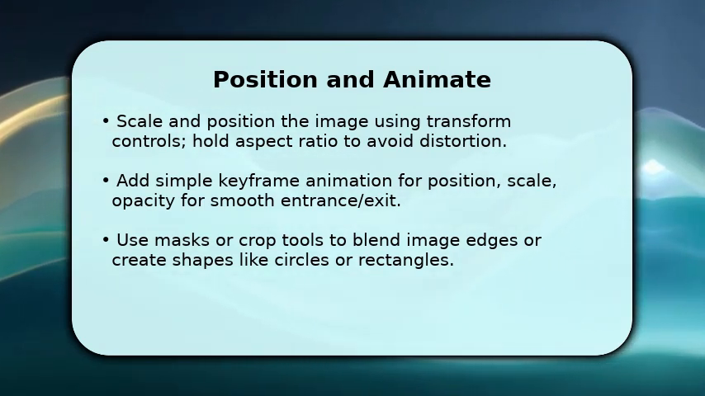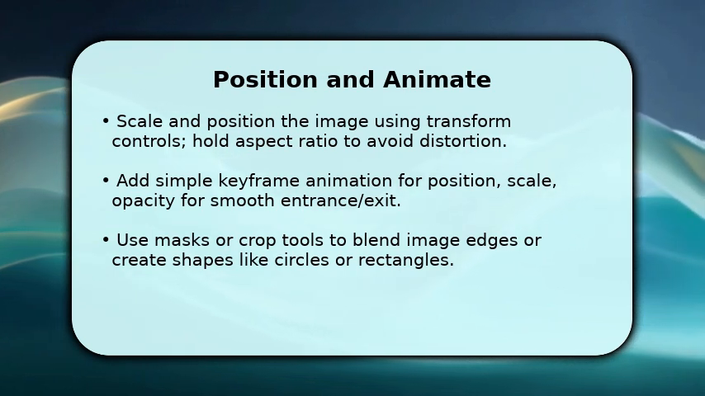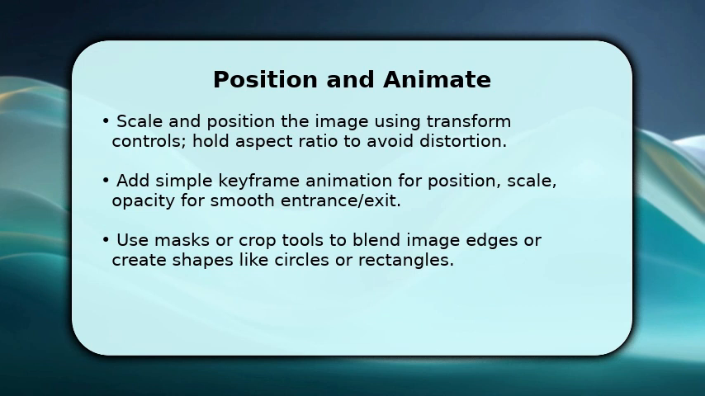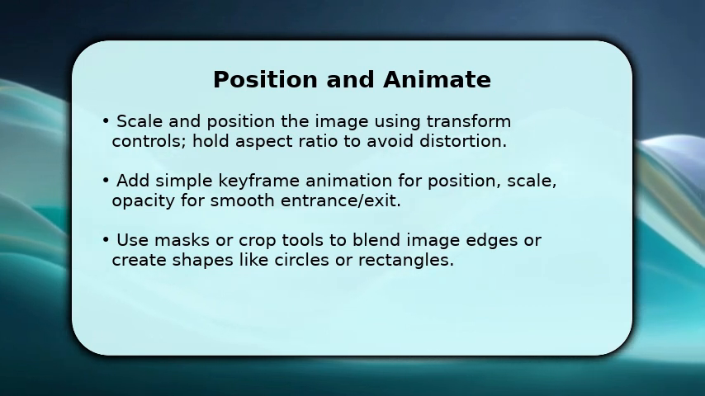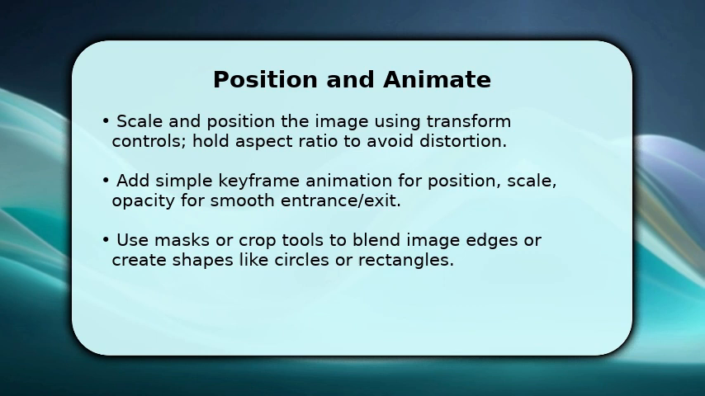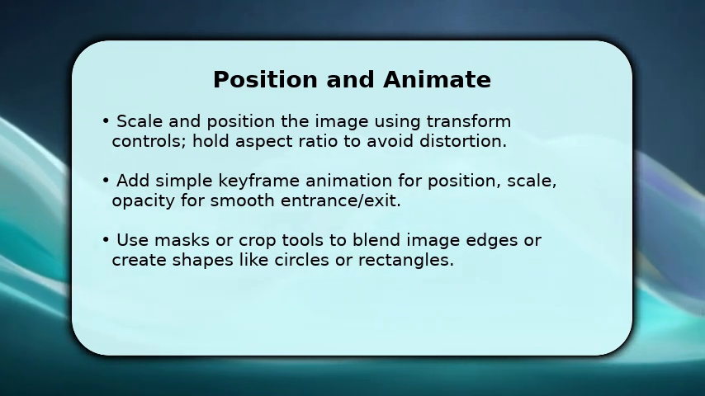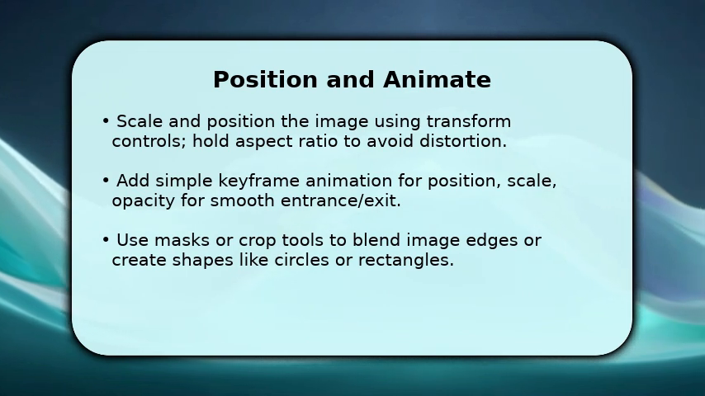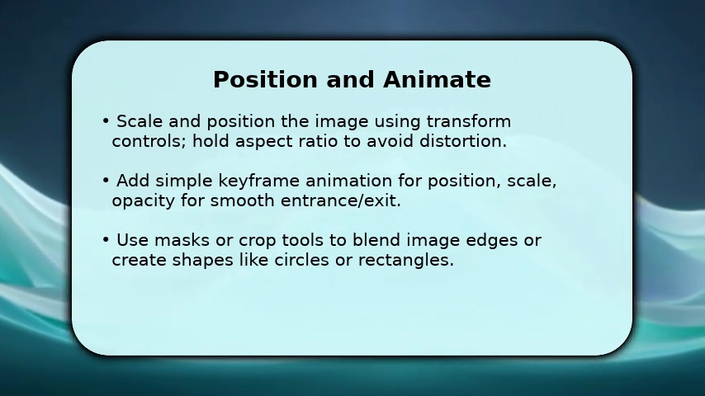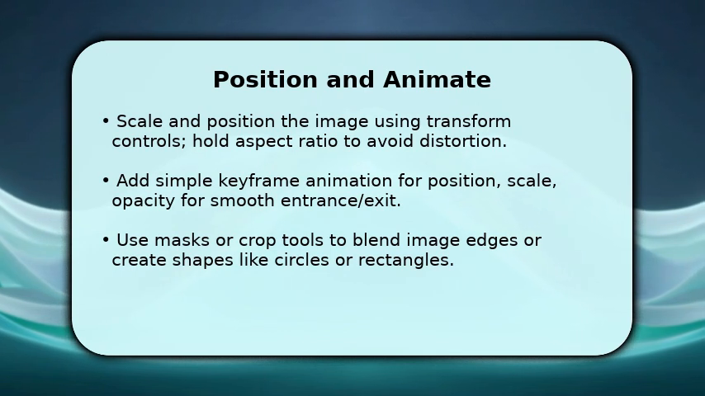If you want motion, set a starting keyframe for position or scale, move the playhead, then adjust and set an ending keyframe to create smooth movement. Use opacity keyframes to fade in and out. To integrate the image, add a mask or feather the edges so it blends naturally with the footage. Make sure timing matches the scene's rhythm.